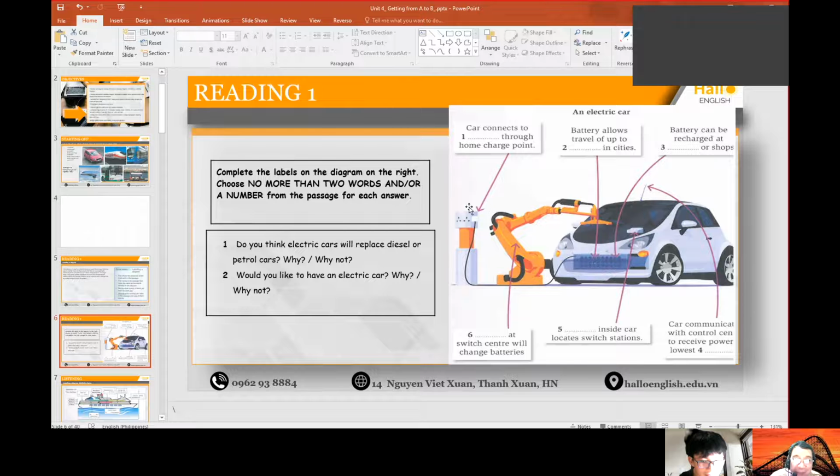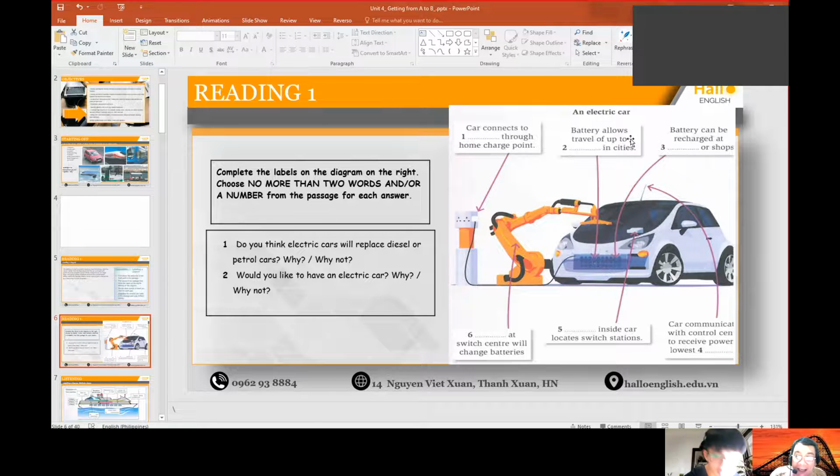So what do we call this one? Car connects to electricity grid through the home charge point. Okay, so this one is an electricity grid that is connected in the house, and then from that you are able to charge the car, right? So the car is charging now. Next, what about number two?